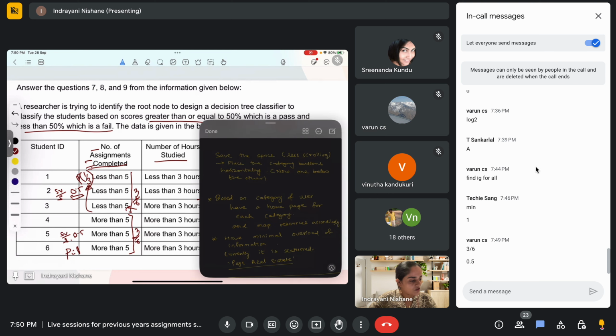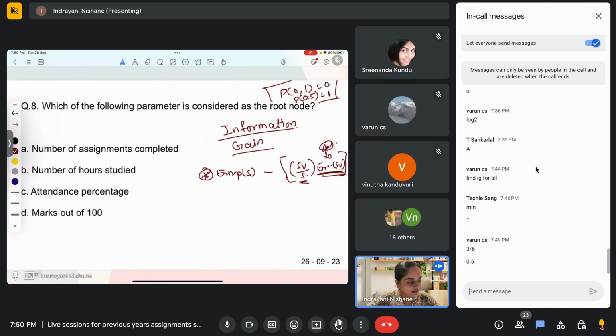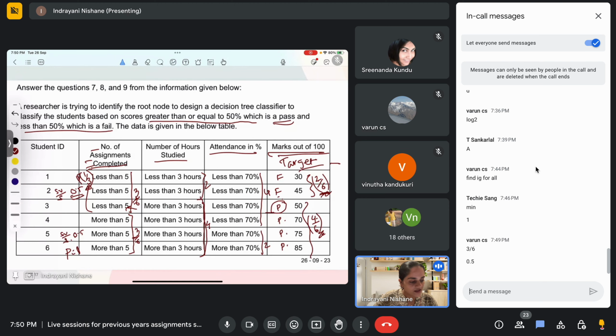Yeah. So there are these 2 different terminologies. SV by S is the division of classes based on that particular feature. For number of assignments completed, we have 2 classes, less than 5 and more than 5. We have total sample size 6. So out of these 6, how many students had less than 5 assignments completed?